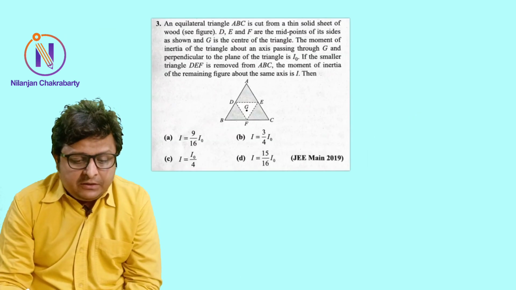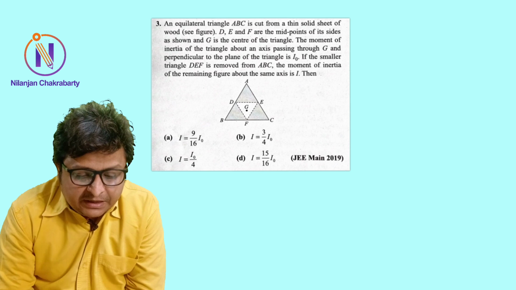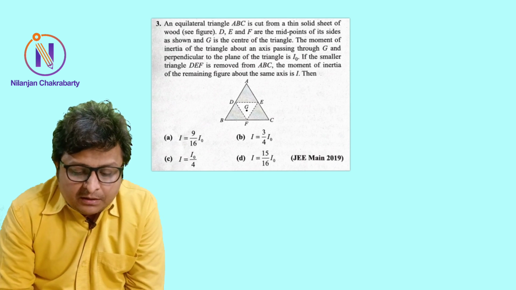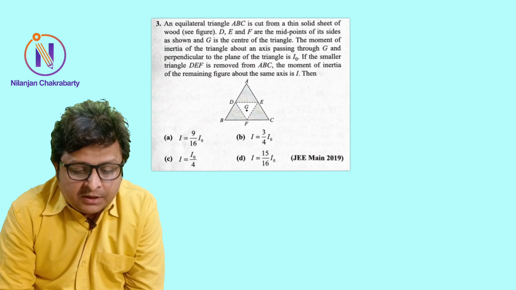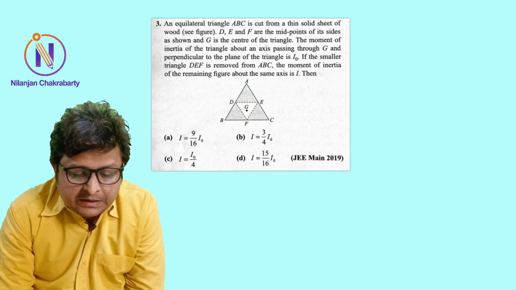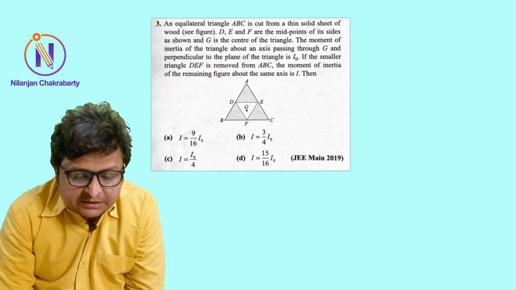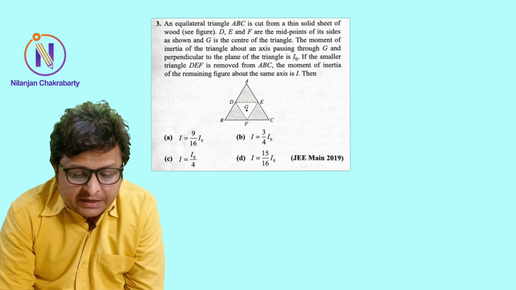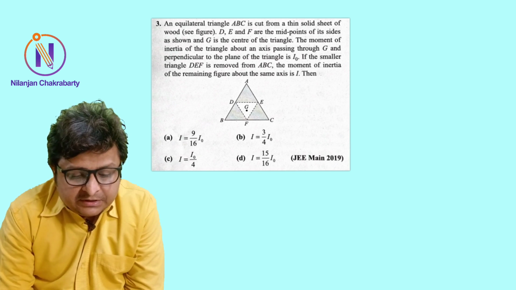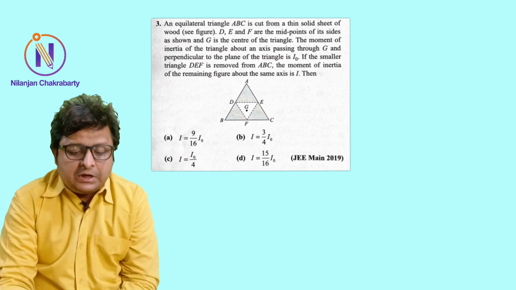Now, let us take up a problem that has been asked in JEE Main 2019. An equilateral triangle ABC is cut from a thin solid sheet of wood. D, E and F are midpoints of the sides. The moment of inertia of the triangle about the axis passing through G perpendicular to the plane is I0. If the small triangle is removed, the moment of inertia of the remaining figure about the axis is I.